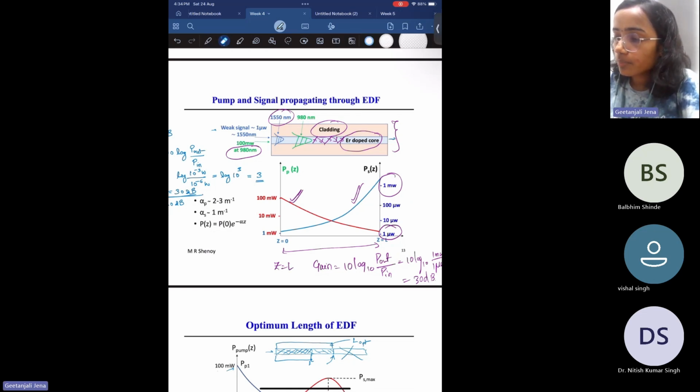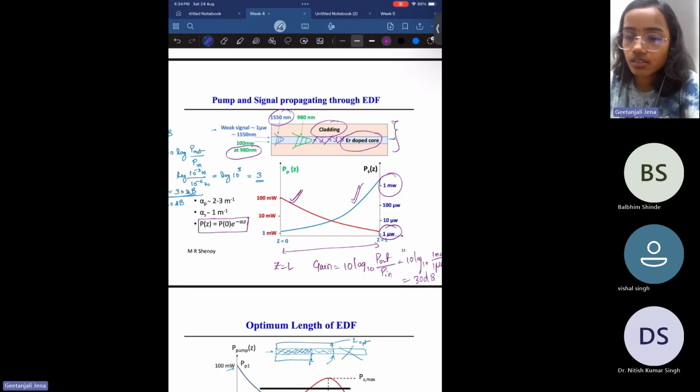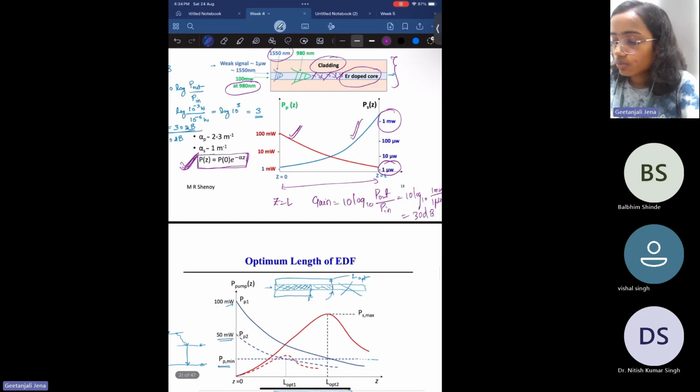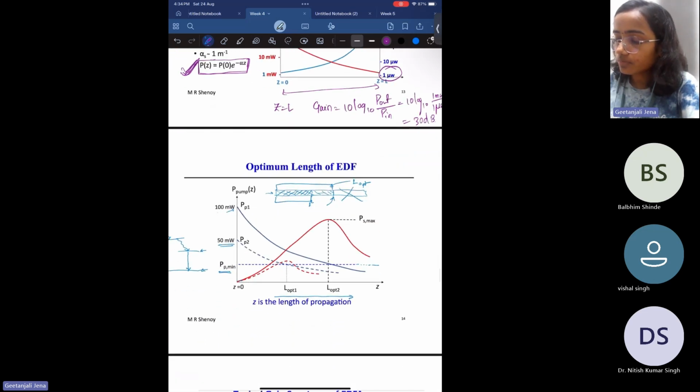Okay. And for the pump power variation, you can use this formula to find out the pump power after a certain length z. So P(z) will vary as P(z) equals P(0) e to the power minus alpha z. I think there was a problem in assignment 4 where you can use this formula to find out the small signal gain coefficient. Okay, so please remember all these formulas. These formulas are highly useful to find the solution to the problems.